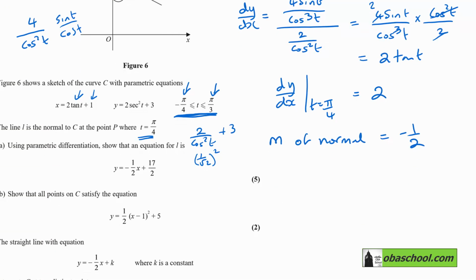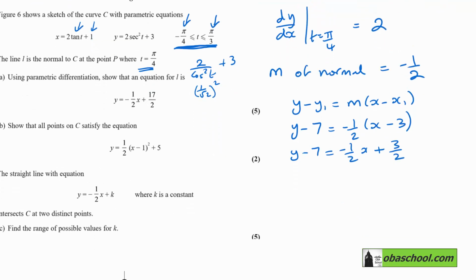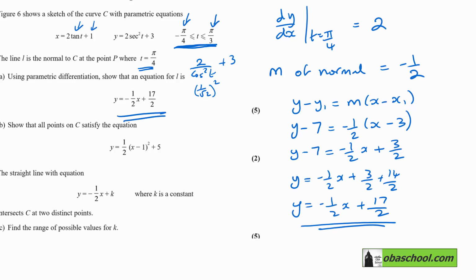Now the way I like to work these out usually is using y minus y1 equals m times x minus x1. And so the y-coordinate there was 7. That's negative a half, x take away 3. So y take away 7 is negative a half x plus 3 on 2. And so we have y is negative a half x plus 3 on 2 plus 14 on 2, which is the 7 moved over. And that is negative a half x plus 17 on 2, as required.